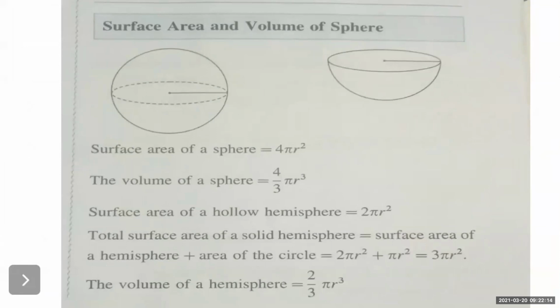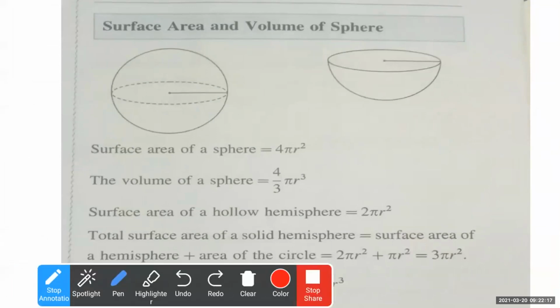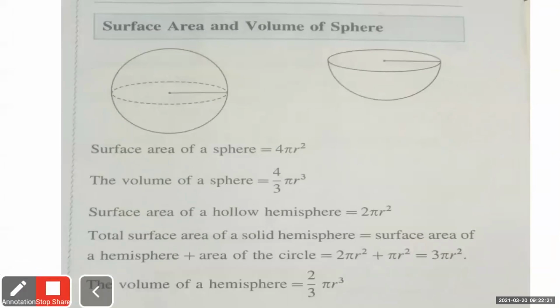Now, the next topic is surface area and volume of a sphere. Sphere is something you are familiar with. Sphere means you can take a ball. It is of the shape sphere. When I talk about the circle, a circle is a two-dimensional figure. But when I am talking about a ball, then it is three-dimensional. That is, it is a sphere.